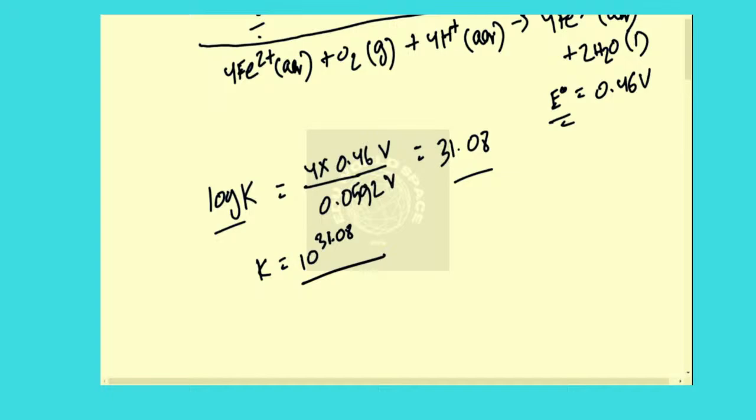So in this problem, we are given a redox reaction, which involves the transfer of 2 moles of electrons, and given the equilibrium constant of this reaction, we have to find the standard cell potential for this redox reaction.